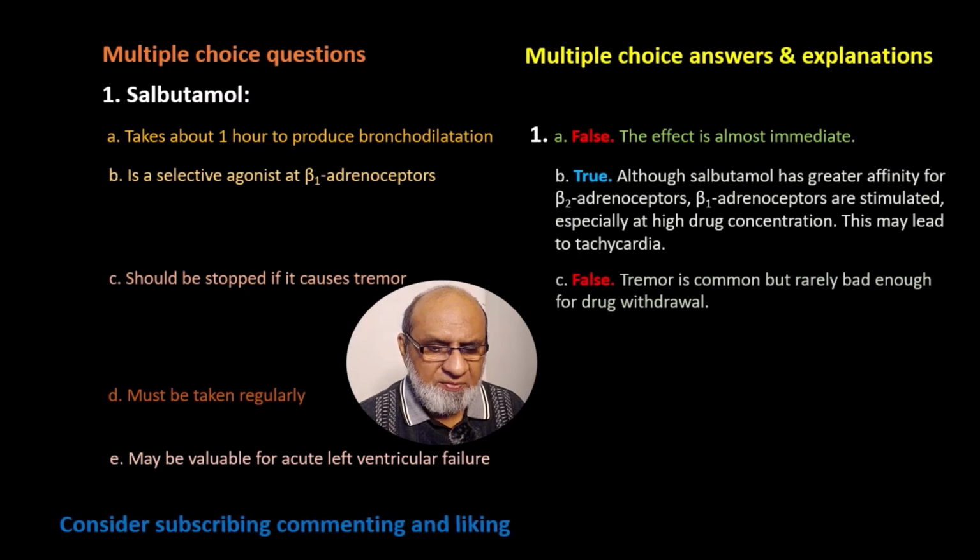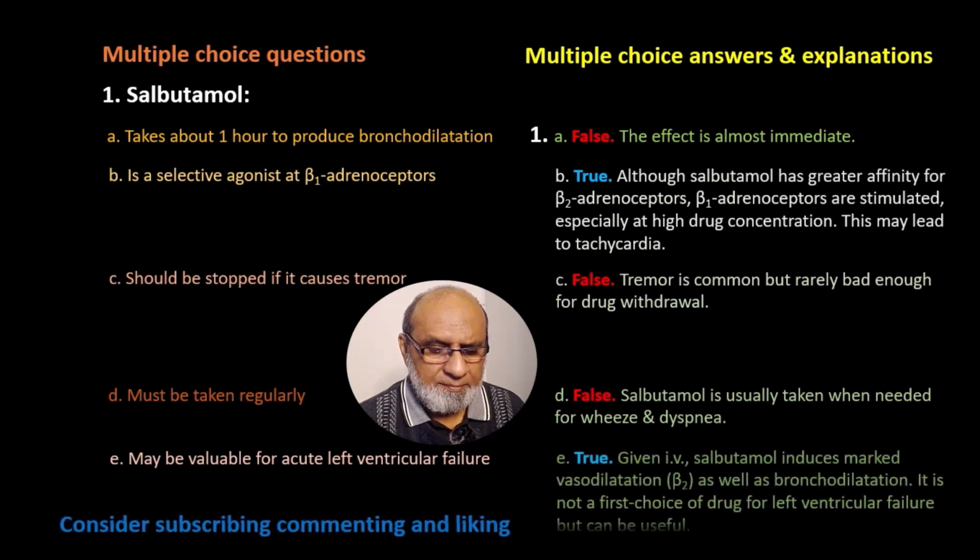Part C, answer is false. Tremor is common but rarely bad enough for drug withdrawal. Part D, answer is false. Salbutamol is usually taken when needed for wheeze and dyspnea. And lastly, answer of Part E is true. Given IV, salbutamol induces marked vasodilation, beta-2, as well as bronchodilation. It is not a first choice of drug for left ventricular failure but can be useful.